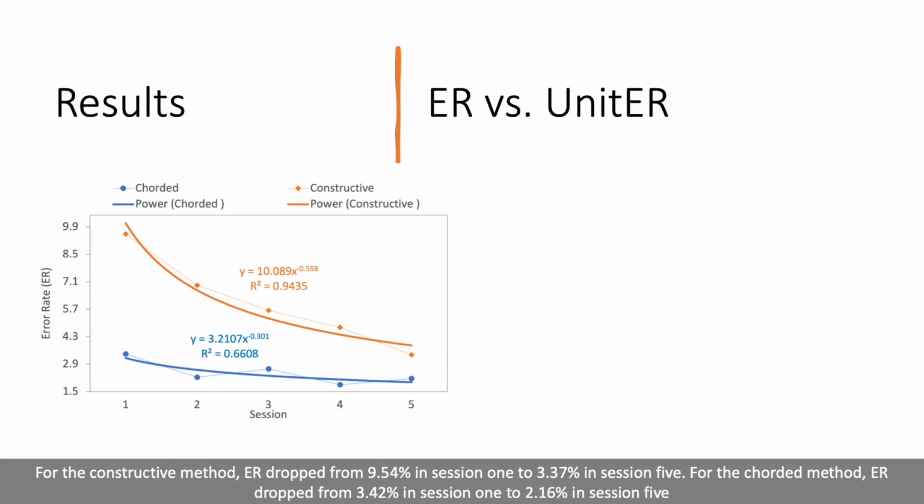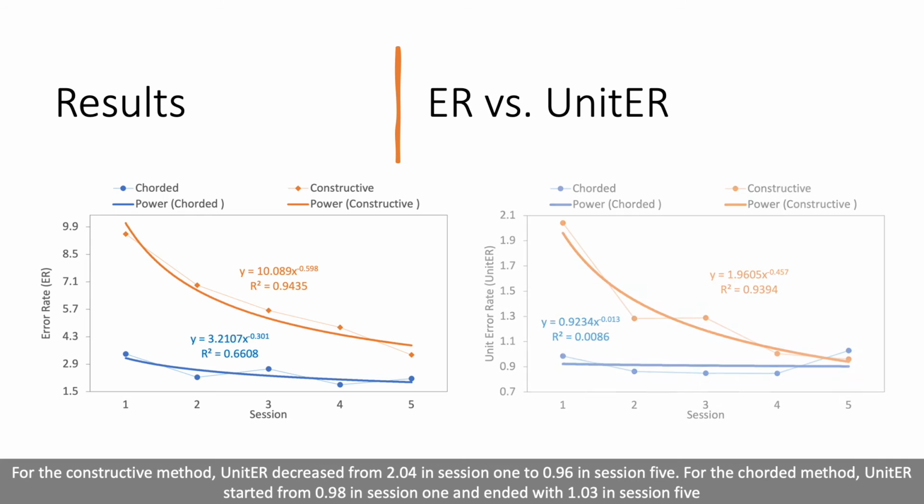For the constructive method, error rate dropped from 9.54% in session 1 to 3.37% in session 5. For the chorded method, error rate dropped from 3.42% in session 1 to 2.16% in session 5. For the constructive method, unit error rate decreased from 2.04 in session 1 to 0.96 in session 5. For the chorded method, unit error rate started from 0.98 in session 1 and ended with 1.03 in session 5.